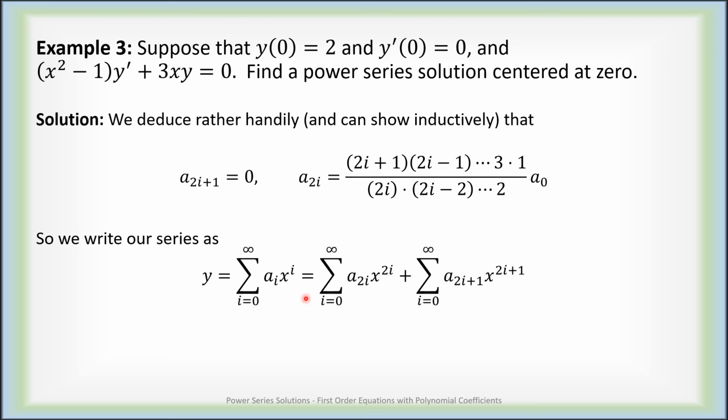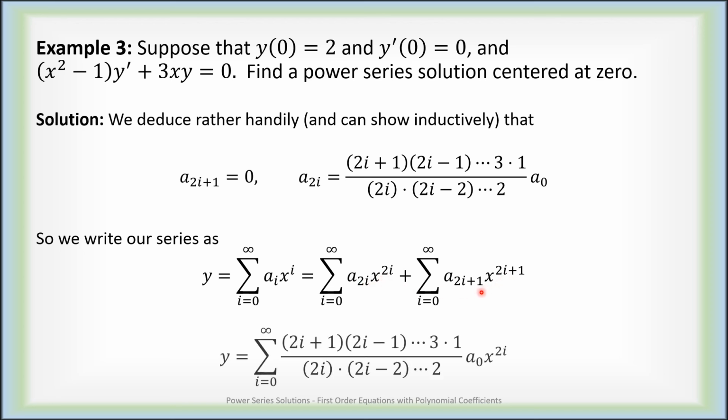So we can now write our series as, here was our original series for y. First, we break it apart into all of the even indexed terms plus all of the odd indexed terms. All of the odd indexed terms are 0, so really all we have are the even indexed terms, and a sub 2i follows this formula right here, so we just plug that in. So here is the power series solution for y.